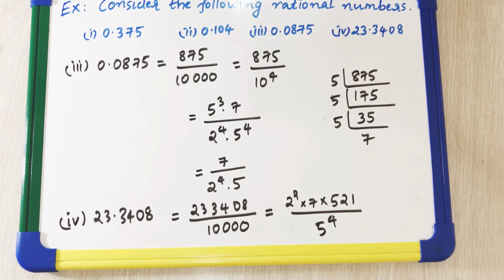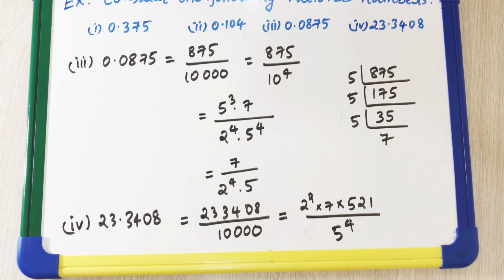So that is the first theorem. Any rational number with a terminating decimal expansion can be expressed in the form p by q, with p and q co-prime, and q is of the form 2 raised to n into 5 raised to m, where n and m are non-negative integers. Or we can say that the denominator is powers of 2 or powers of 5 or powers of both.